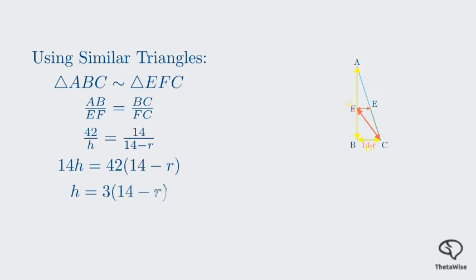Cross-multiplying gives 14h equals 42 times (14 minus r). Dividing by 14 gives us a simple expression for the cylinder's height. h equals 3 times the quantity (14 minus r). This is our constraint, expressed in terms of r and h. Now substitute this into the volume formula.